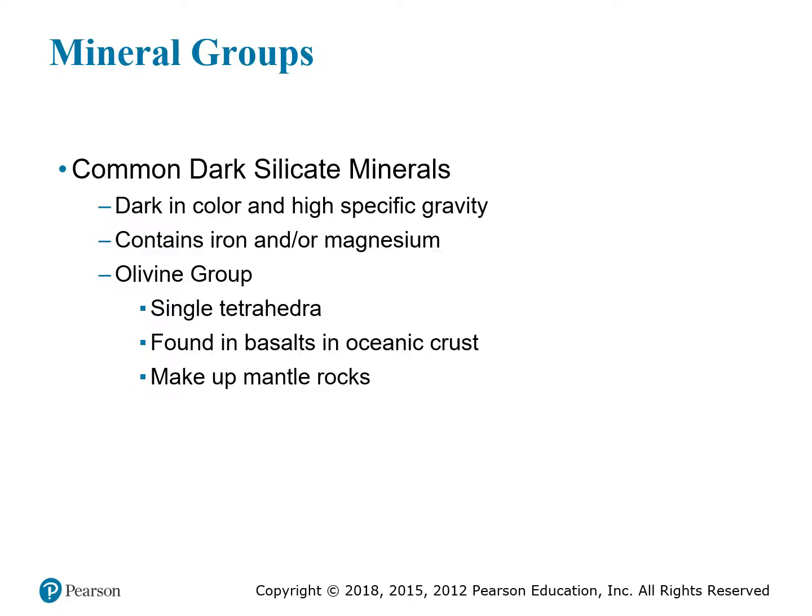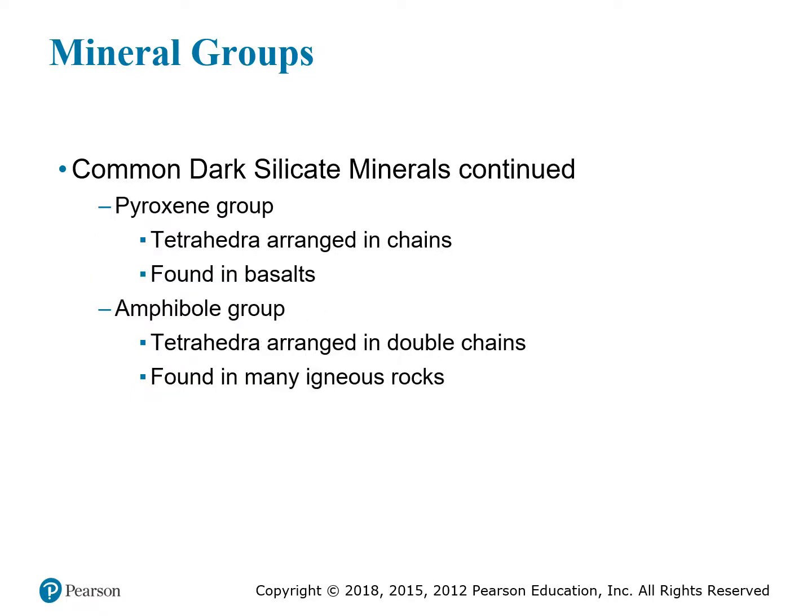The first group is called the olivine group, which I showed you in an earlier slide, which we typically find in basalts from an oceanic crust, which is usually more dense than continental crust. And it makes up what we think is the mantle of the Earth. Then we have the pyroxene group, which again is found in basalt. Basalt is a dark-colored rock, so we're going to find pyroxenes in the basalt. And an amphibole group, which again is found in igneous rocks typically.